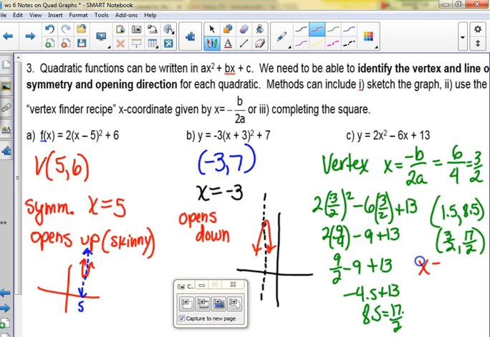Axis of symmetry. X equals 3/2. If we graphed it, it's over 1.5, up 8.5, and doing what? Still opening up and skinny. My graphs get smaller as I wish.